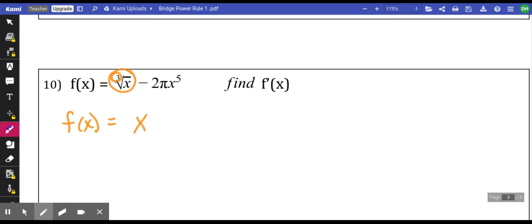If this is a cubed root and this has an exponent of 1 here, we call this x to the 1/3. Roots go in the denominator. That's how we kept saying it over and over again. If you think of a flower, or a tree, the roots are always in the bottom. So the name of the root should always go to the bottom of the fraction. So this is x to the 1/3 minus 2 pi x to the 5th.